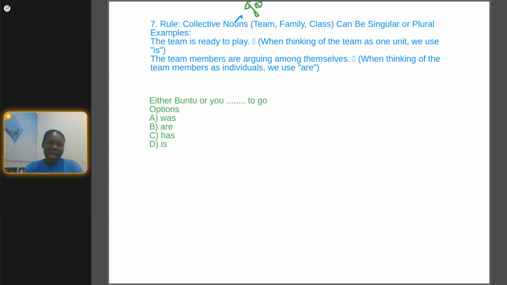Okay, so it doesn't mean the answer is wrong, but you are going to be marked wrong if you're not choosing the most appropriate, because the question would say choose the most appropriate for, or choose the nearest in meaning for. It doesn't mean that there are other options that could not fit in. It just means that there is one option that is the most appropriate. Okay, so now let's read the sentence. It says either Ubuntu or you dash to go. Now, either Ubuntu or you, option A, was to go.